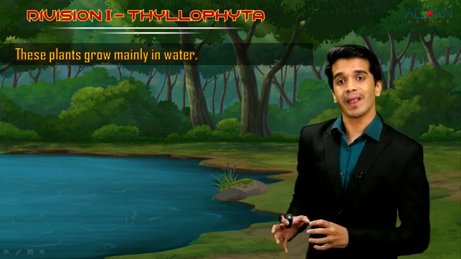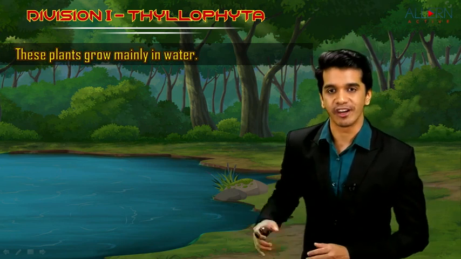Now we are going to study about the sub-kingdom called cryptogams. If you see, these are examples of cryptogams. In cryptogams, the first division is called thallophyta. These thallophyta are plants which grow in moist areas, basically over the water. So this plant grows mainly in water.